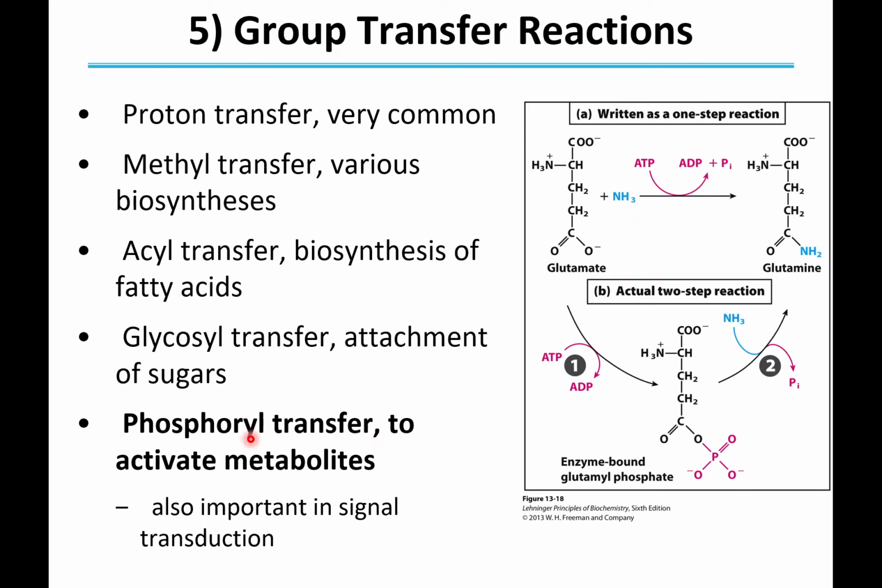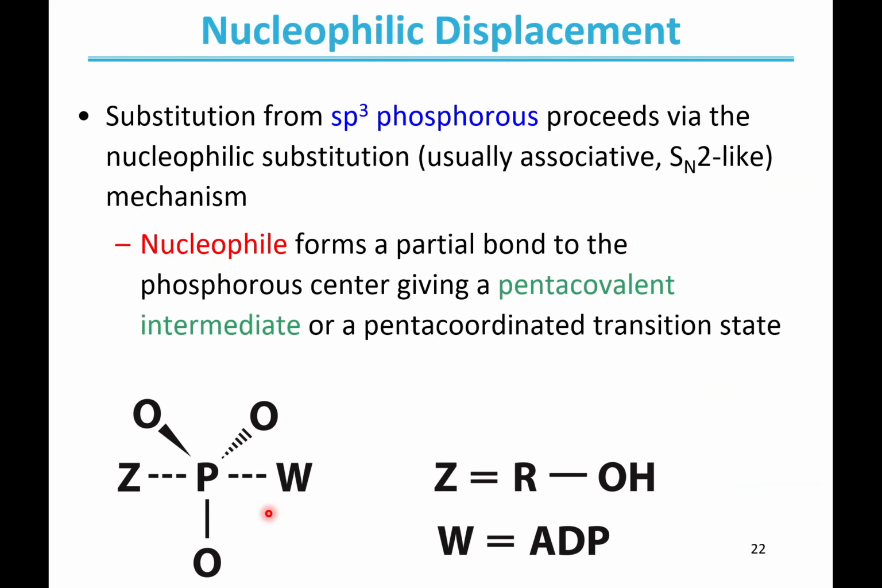So phosphoryl group transfers are going to be pretty important. They're also important in signal transduction. Okay, so things getting phosphorylated. Remember the kinases and the kinase cascades that propagate signals in a cell. Those are using phosphate groups to do that. Okay.